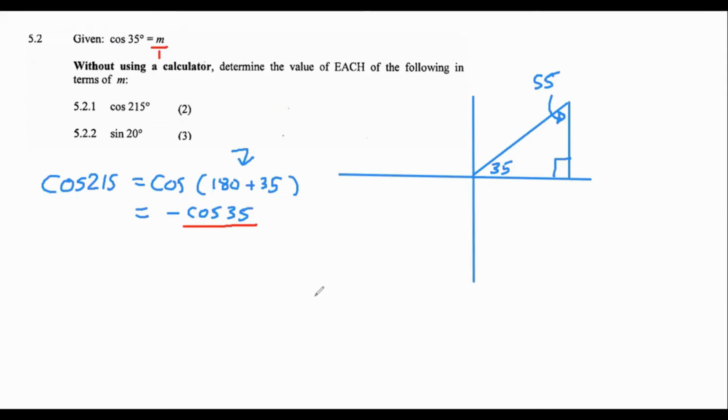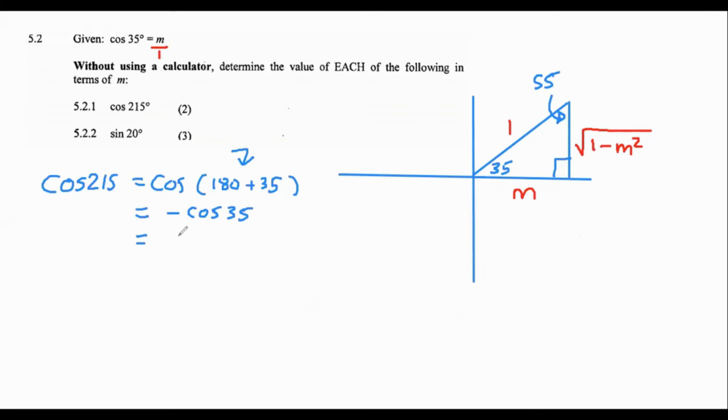And then we should remember that cos is equal to x over r. Or if you prefer, you can think of cos as the adjacent over the hypotenuse. Okay, so the adjacent will then be m, and the hypotenuse will be 1. And then we do good old Pythagoras, and you should find that this is equal to the square root of 1 minus m squared. Then we can go and work out these questions.